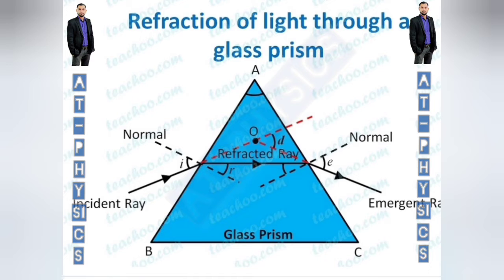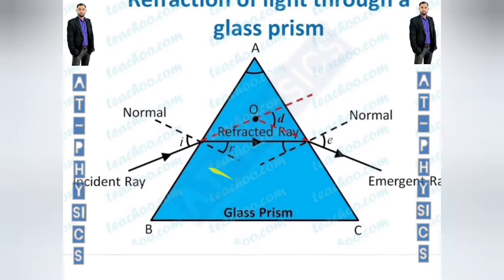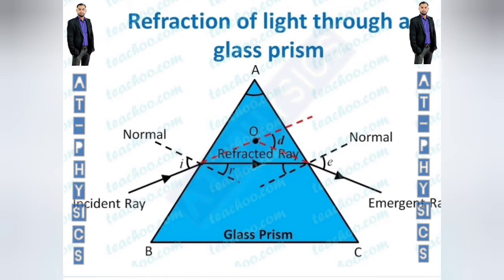Here the incident ray acts at this point, and the ray is going from air to glass. When the light ray goes from a rarer to a denser medium, it bends towards the normal. Look here, this is your normal, and the light ray bends like this. Then when it goes from this point, it is refracted again, and this time it is going from glass to air, so it is refracted away from the normal.